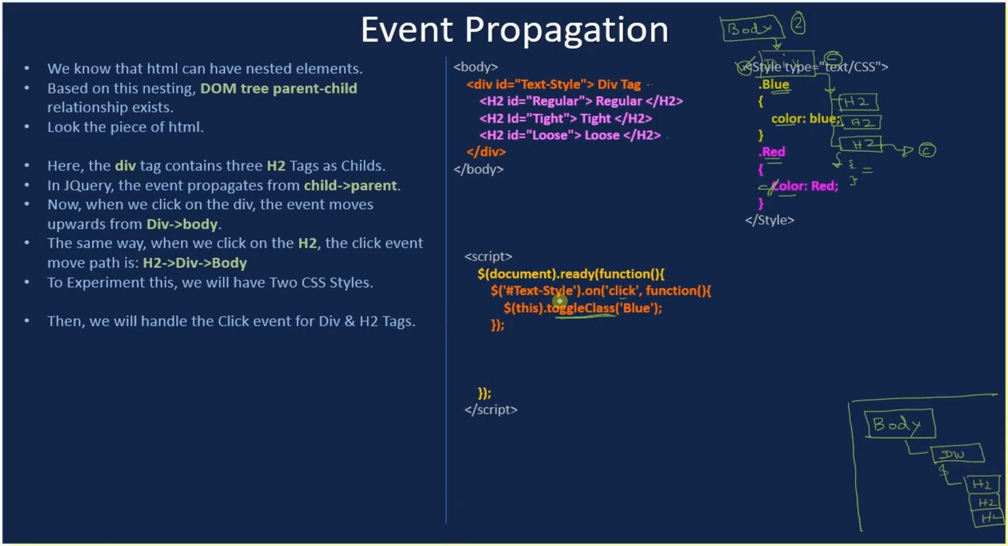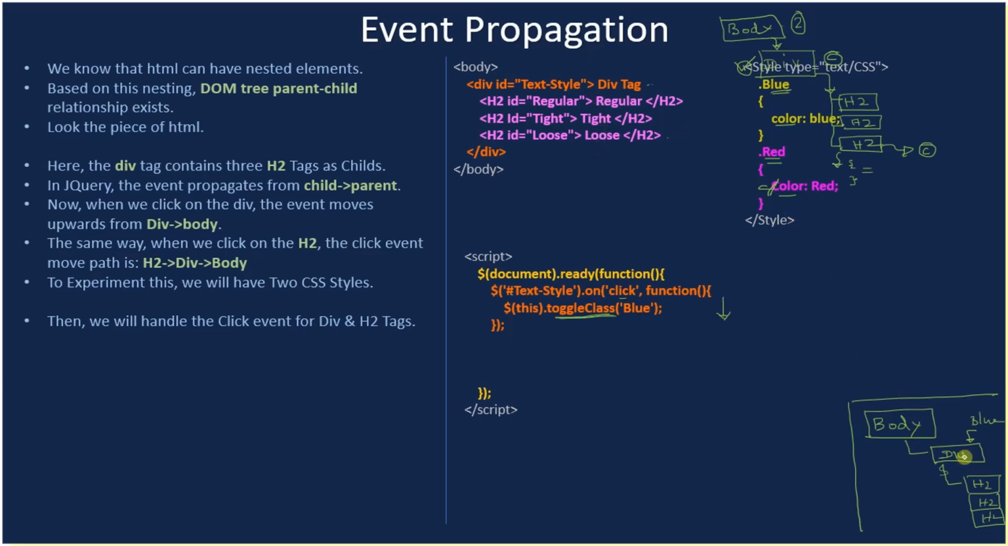So text style is div, right? And in the click event we are changing the color to blue. So here we are adding the class attribute blue to the div tag. So when this event procedure runs, it changes the color attribute to blue. That means it is setting the CSS style blue to the div tag. Since all h2 are children of this div, all of them will get turned blue, right?